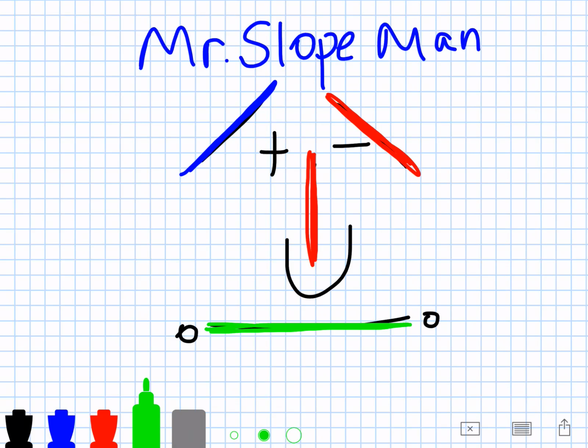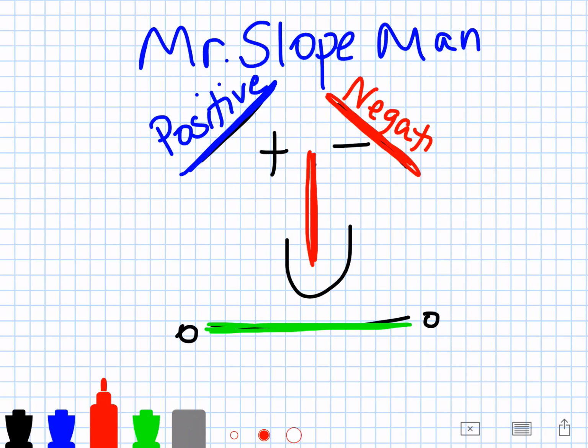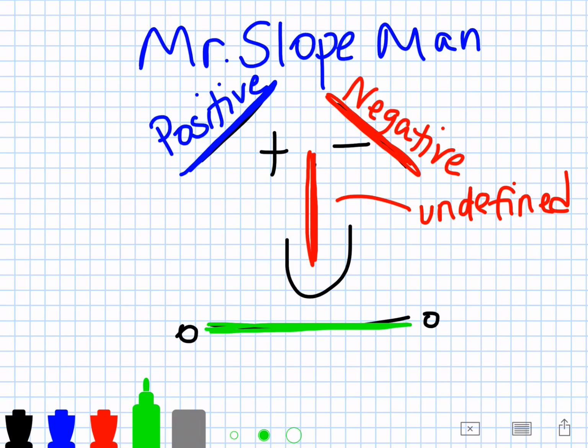Make sure you jot down Mr. Slope Man. Make sure you jot him down. Again, if you have a positive slope, your graph should look something like this. If you have a negative slope, your graph should look something like this red line. If your slope is undefined, you're going to have a vertical line that crosses the x-axis. And if you have a slope that equals 0, you're going to have a horizontal line that crosses the y-axis.